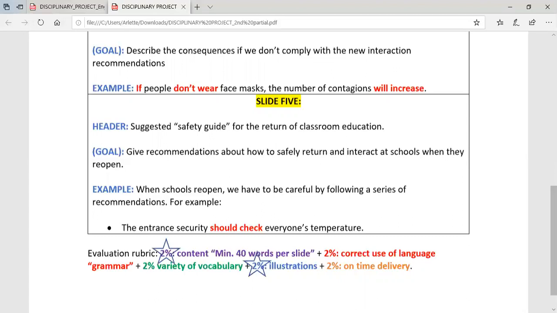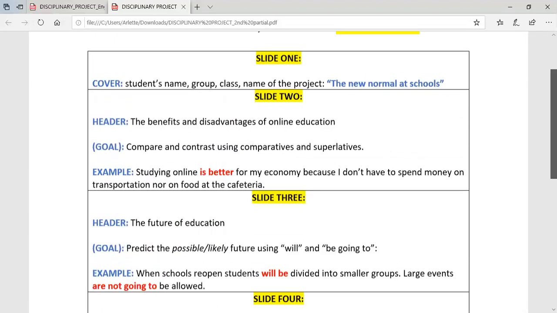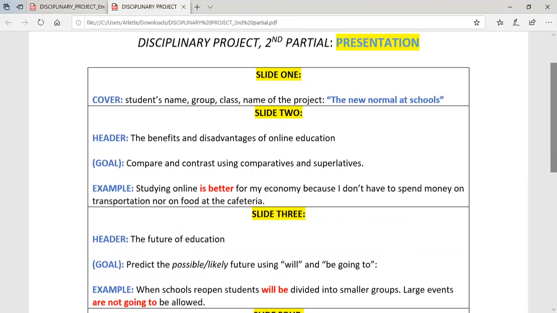So now, guys, as you can see, this is just a written presentation. You don't have to make a recording. So in slide 2, when you talk about the benefits and disadvantages of online education, they recommend using the comparative and superlative adjectives. However, you can use other vocabulary to talk about the benefits and disadvantages. Okay, I'm going to show it to you in a minute.